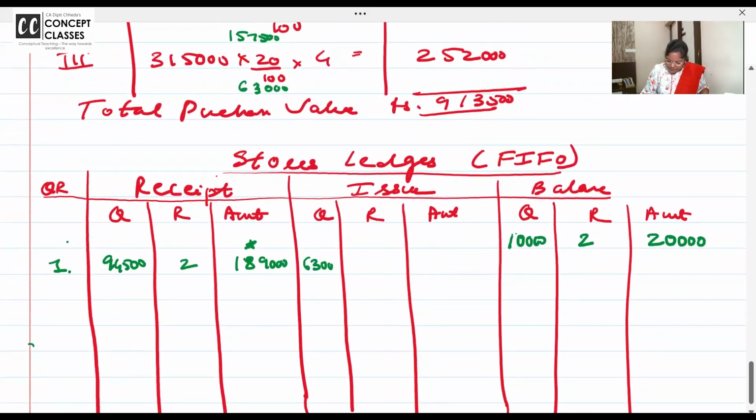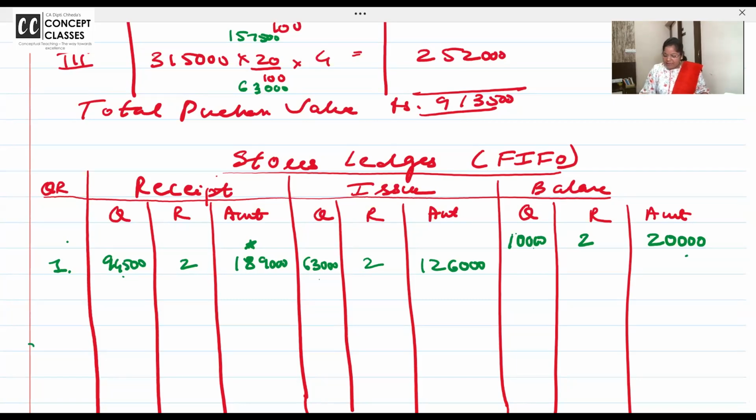63,000 by 2 rupees के रेट से. Opening stock at 2, purchase at 2. So 63,000 into 2, 126 by. Now how much is in stock? 10,000 is to gone. Out of 94,500, 53,000 units. 94,500 में से 53,000 units.